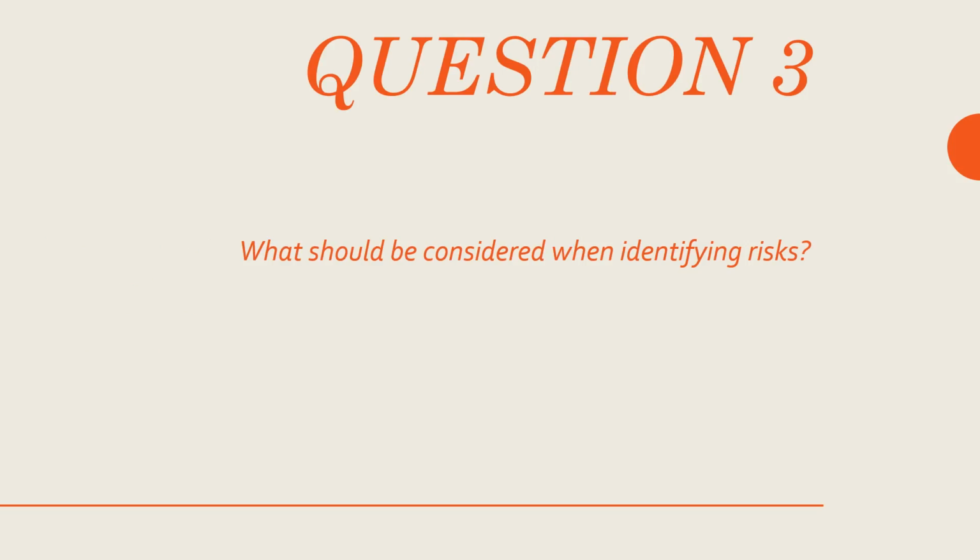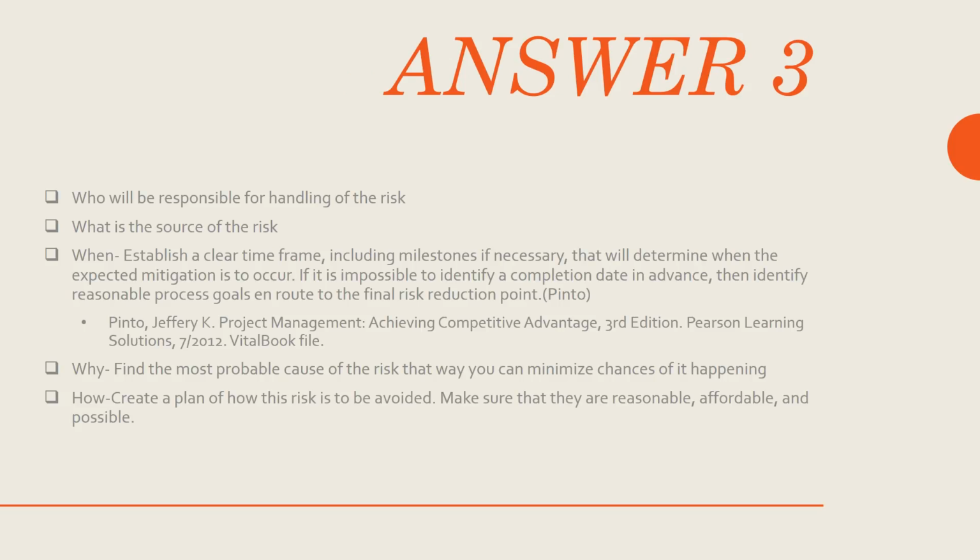Okay, question number 3. What should be considered when identifying risk? Okay, well, some things we can consider is who will be responsible for handling of the risk, what is the source of the risk, and we need to find the most probable cause of the risk. That way you can minimize chances of it happening. And we need to create a plan of how the risk can be avoided and these plans need to be reasonable, affordable, and actually possible to pull off.